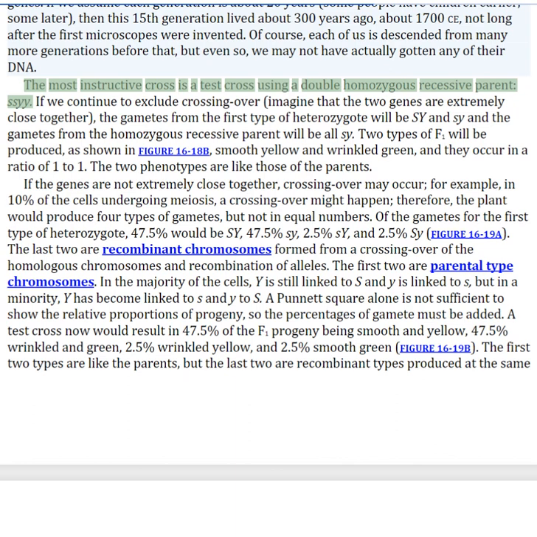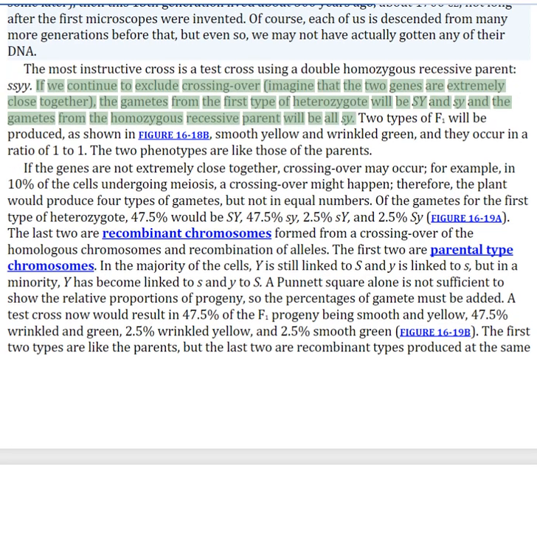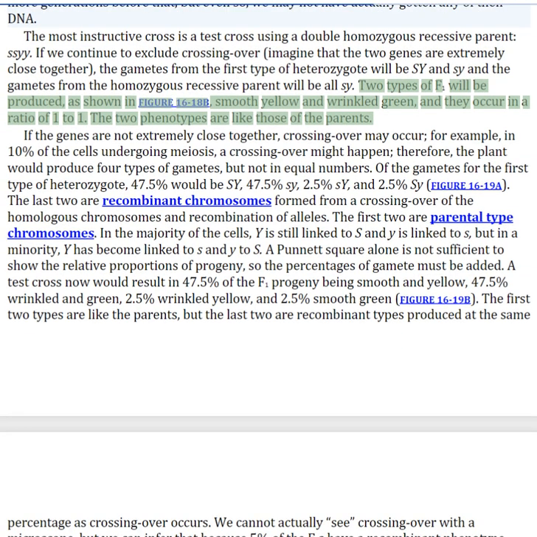The most instructive cross is a test cross using a double homozygous recessive parent, ssyy. If we continue to exclude crossing over, the gametes from the first type of heterozygote will be SY and sy, and the gametes from the homozygous recessive parent will be all sy. 2 types of F1 will be produced, as shown in Figure 16.18b, smooth yellow and wrinkled green, and they occur in a ratio of 1:1. The 2 phenotypes are like those of the parents.